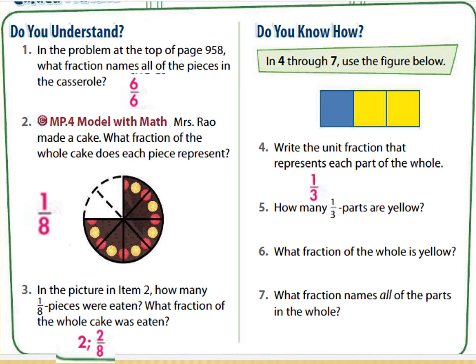Question number 5. How many 1 over 3 parts are yellow? Look at the shape and count the number of the yellow parts. How many yellow parts do you have? Amazing. 2. Question number 6. What fraction of the whole is yellow? I need the fraction of the yellow parts. Amazing. After counting the yellow parts, you will find them 2, so the fraction should be 2 over 3.